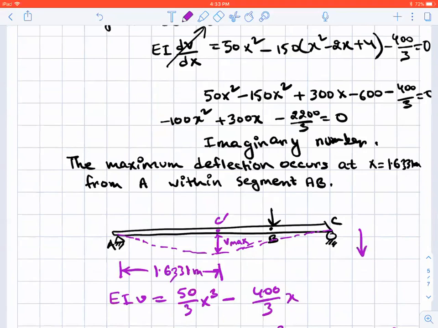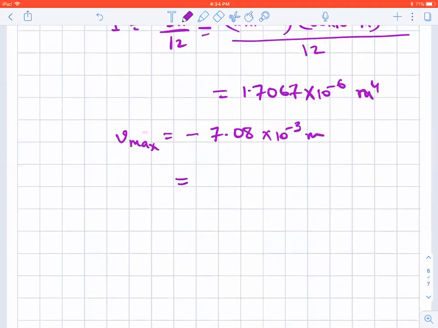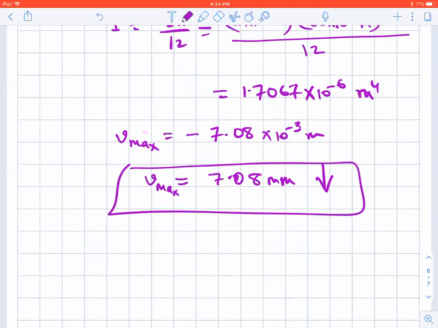Remember, in the superposition method, you have to manually put the signs in, whether it's a positive slope or negative slope. But here it will automatically give you a negative deflection if it's downward, and a positive deflection if it's upward. So I can write it down as 7.08 millimeter downward. Because I gave this downward sign, I can remove this negative sign. So that is my Vmax. Okay, any question?